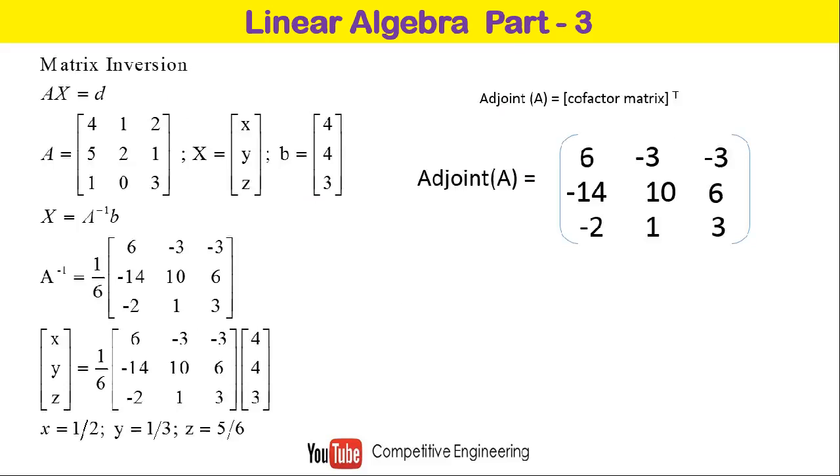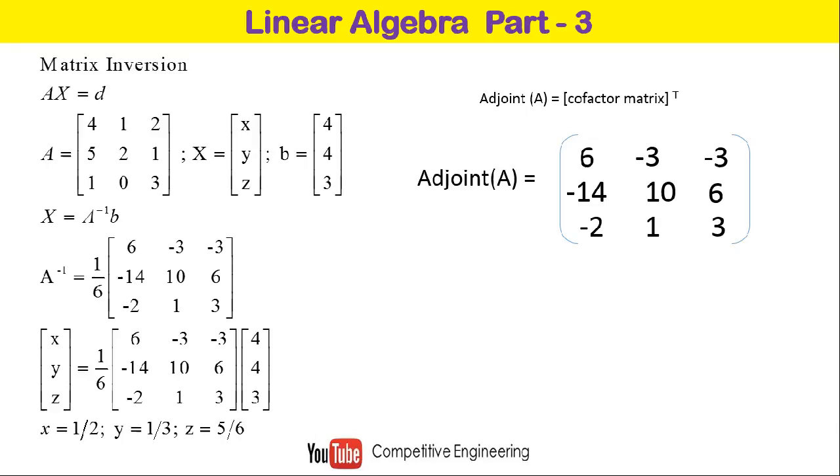Okay, then we will find the determinant of the matrix. So adjoint of the matrix divided by determinant of the matrix is the inverse. So for that matrix we got the determinant as 6. So adj A into 1 by 6, 1 by times the determinant, we will get the A inverse, and multiplying that A inverse with the right side matrix, that is B, 4 4 3, we will get x equal to 1 by 2, y equal to 1 by 3, and z is equal to 5 by 6. You can try your own and comment your observation.